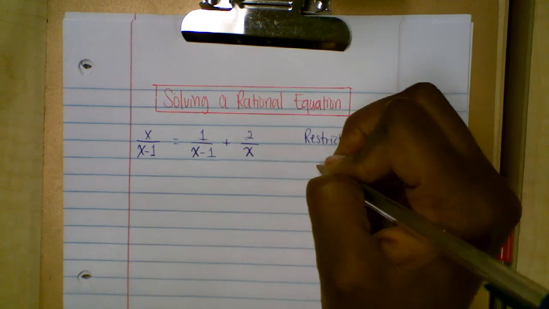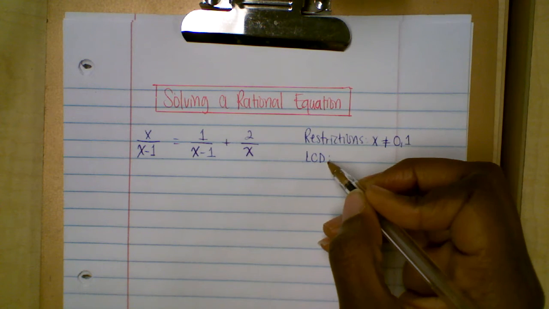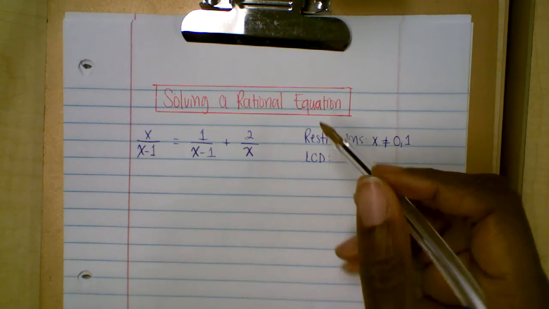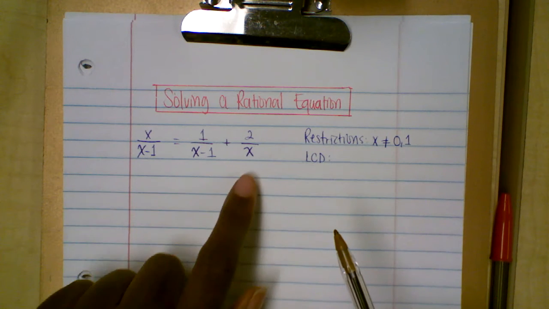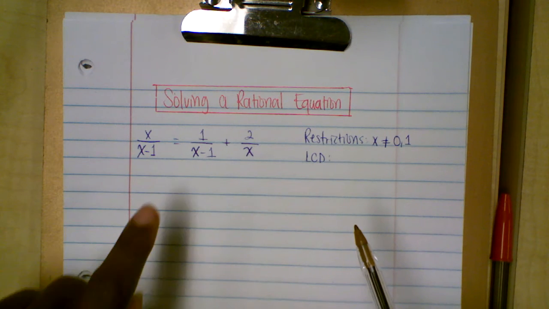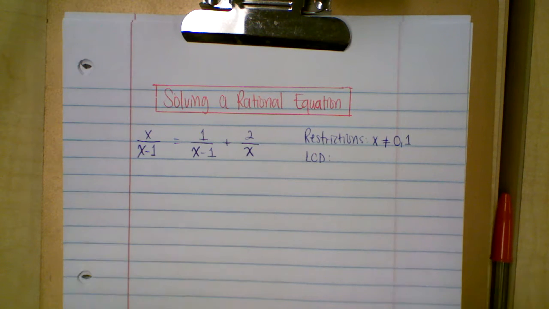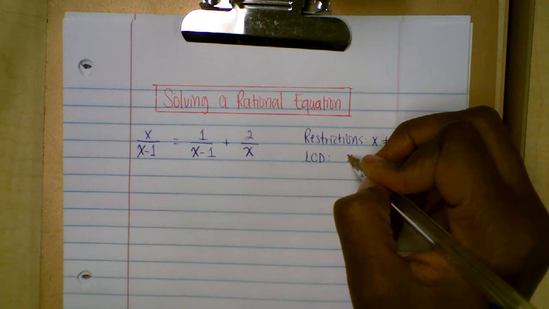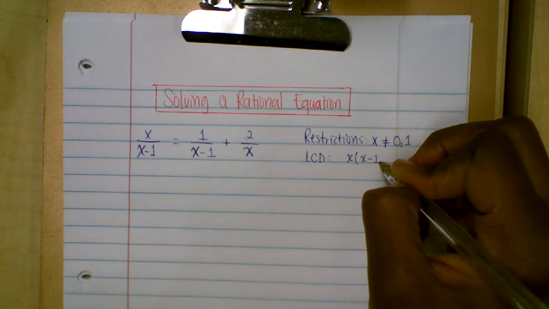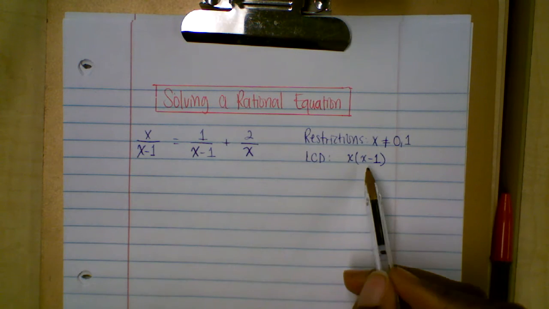Now, next I'm going to identify the LCD, the least common denominator. To find the LCD, the easiest method would be to take the two different denominators, the x minus 1 and the denominator of x, and multiply them together, which is x times x minus 1. Then we've identified the LCD.